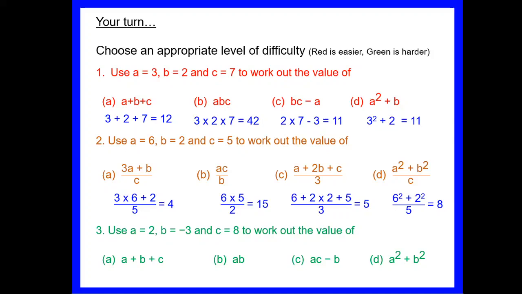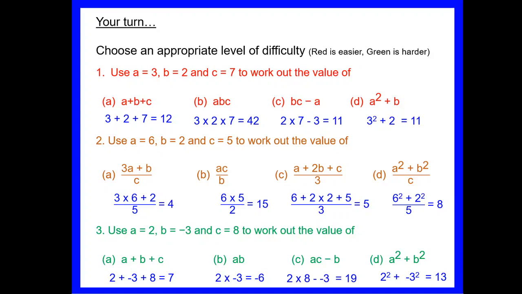Finally, the green then. So the green, we've got our negative number in there, so be careful with that one. We've got 2 plus minus 3 plus 8, which is 7. We've got 2 times minus 3, which is minus 6. We've got 2 times 8 minus minus 3, which is 19. And finally, 2 squared plus minus 3 squared, be careful with that one, is 13.